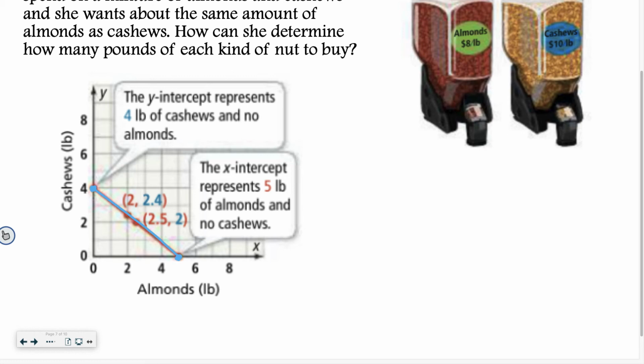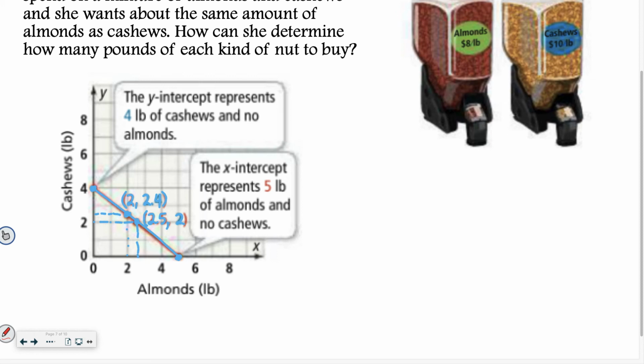Okay, so on this graph, you can see that they already highlighted a little bit for you. It's kind of fuzzy, so I'll rewrite over it. So if you bought 2 pounds of almonds, you could get 2.4 pounds of cashews. And then another option would be, okay, if you got 2 pounds of cashews, you could get 2.5 pounds of almonds.